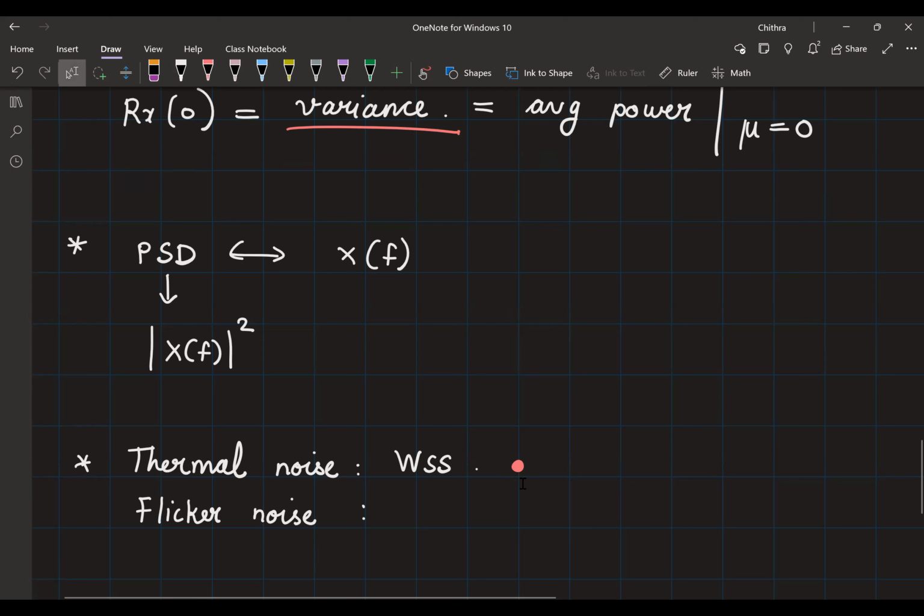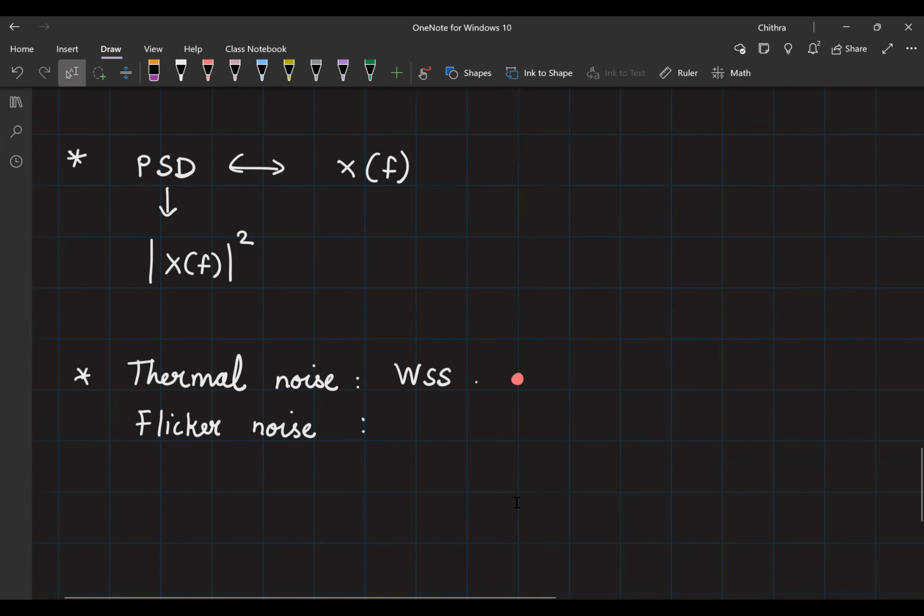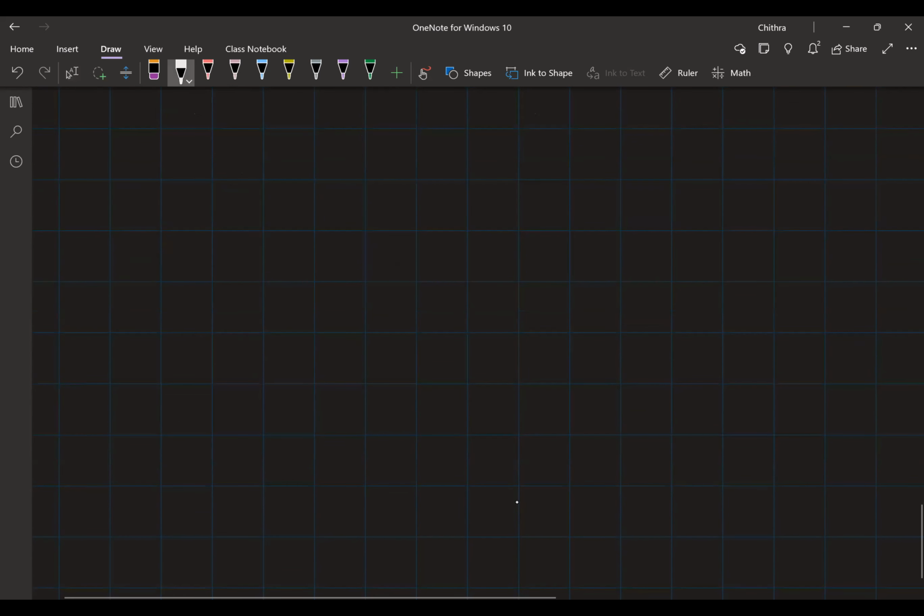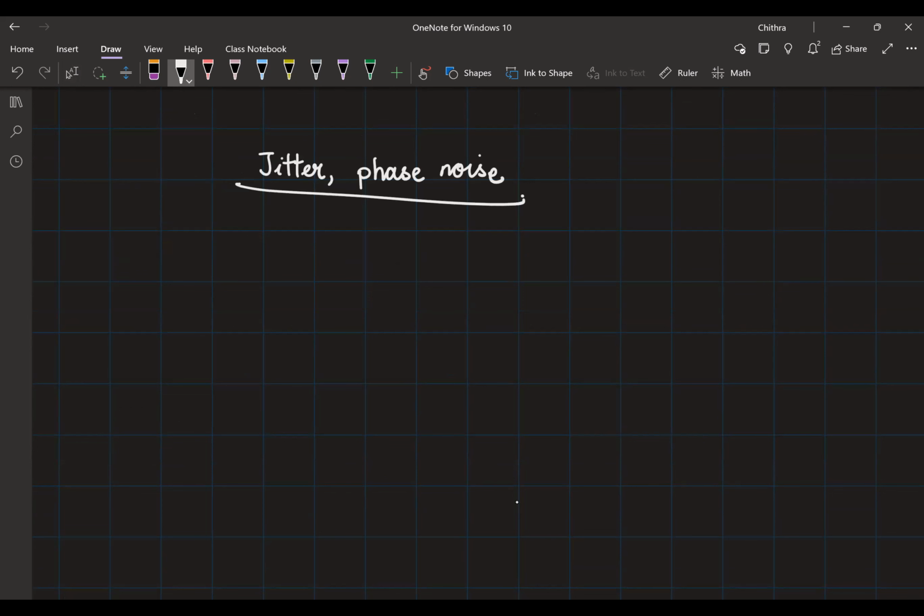Okay, so then we move on to theory on jitter and phase noise. I'll start with a small recap so that we can make sure the basics are all set.